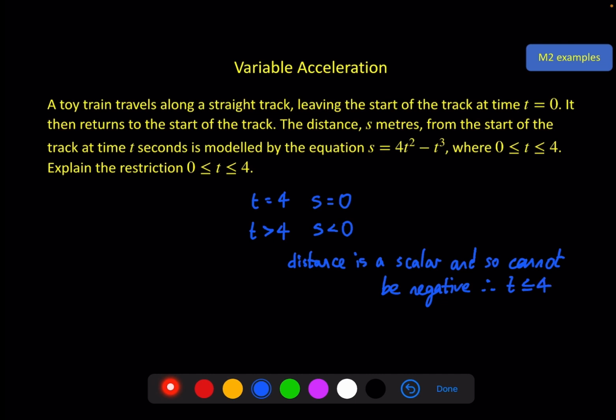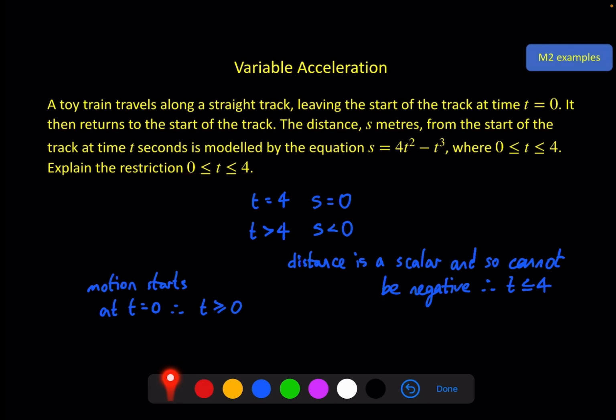Now on the other side of it, I just need to say the motion starts at t equals 0. Therefore the time has to be greater than or equal to 0. And that explains both sides of the inequality restriction here.